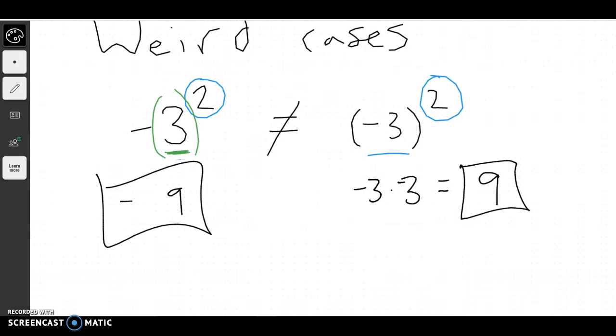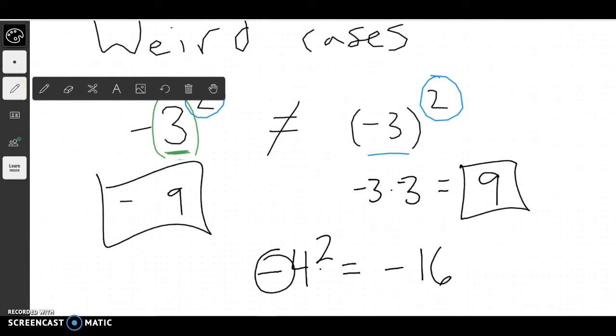See if you can figure out the answer to this problem right here. Hopefully, you said that this was negative 16, because 4 squared is 16, and then we have to stick on the negative sign. This is not negative 4 times negative 4. Okay?